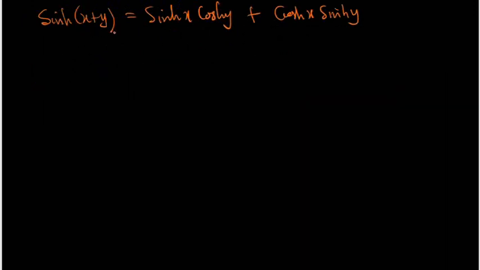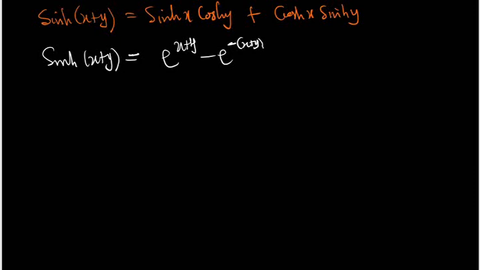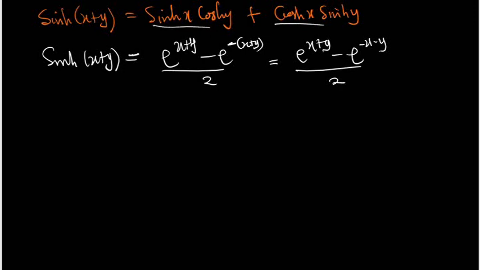Good. We know that sinh(x+y) is equal to sinh x cosh y plus cosh x sinh y, as we have seen in the previous slide. The sinh(x+y), by the definition in the exponential form, will be e^(x+y) minus e^(-(x+y)) all over 2. Or if you like, we can open this bracket, so it can be rewritten as e^(x+y) minus e^(-x-y) all over 2. Good. So we are now going to replace the exponential functions in these two sides, then check whether we get the same expression.